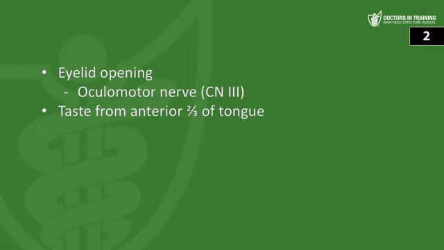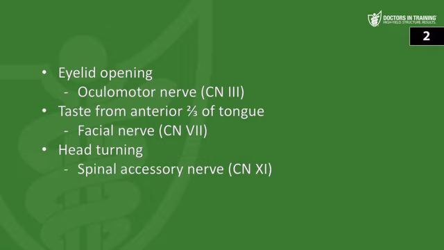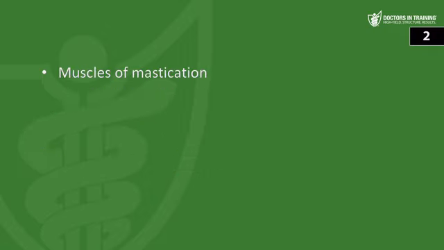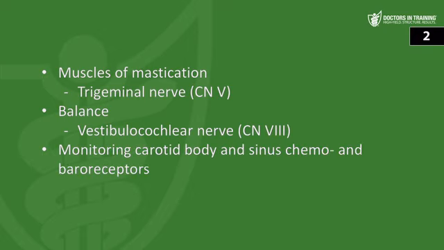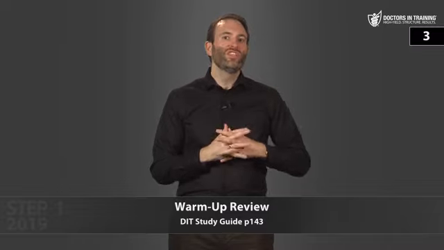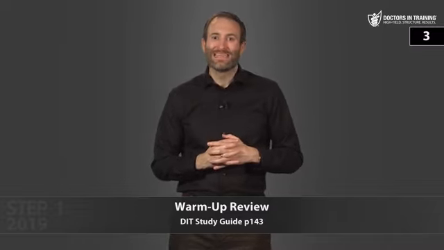Taste from the anterior 2/3 of the tongue, that's going to be the facial nerve, number 7. Head turning, that's going to be the spinal accessory nerve, number 11. Muscles of mastication, that's going to be the trigeminal, number 5. Balance is going to be the vestibulocochlear nerve, cranial nerve 8. And then monitoring carotid body and sinus chemo and baroreceptors, that's going to be the glossopharyngeal nerve, cranial nerve number 9. Next, which regions of the brain compose the limbic system?